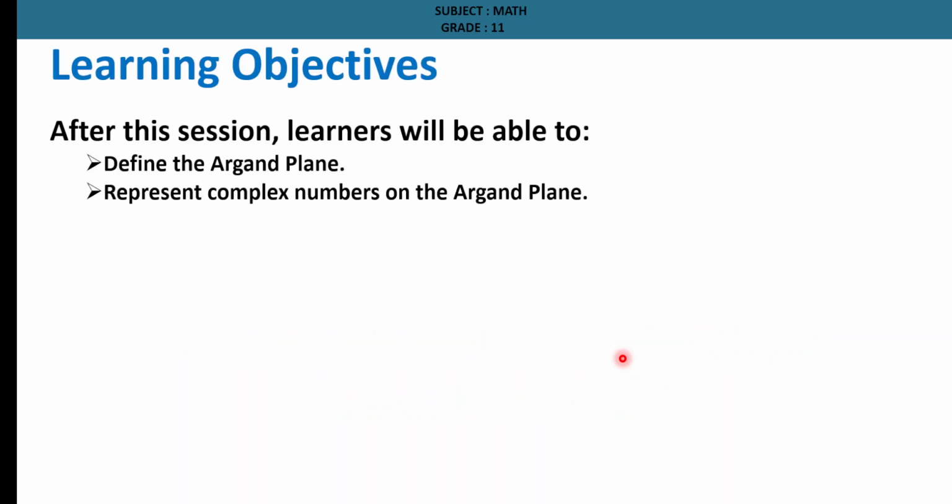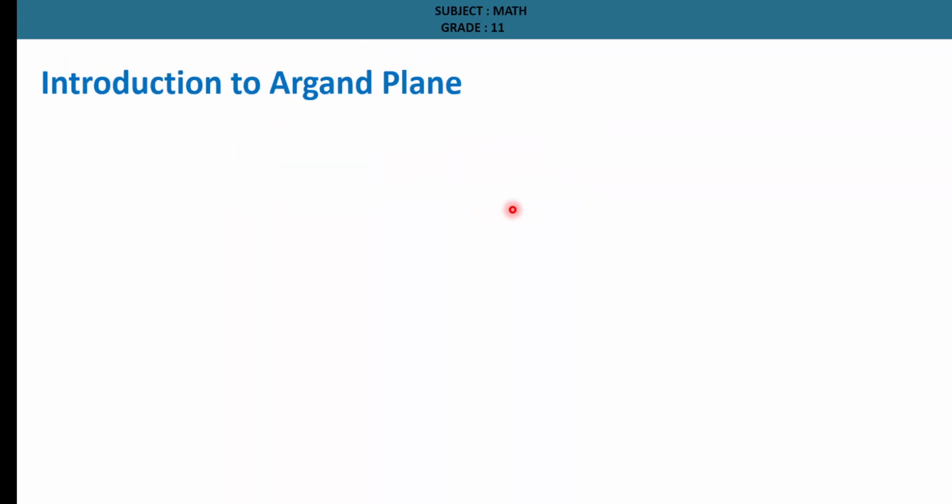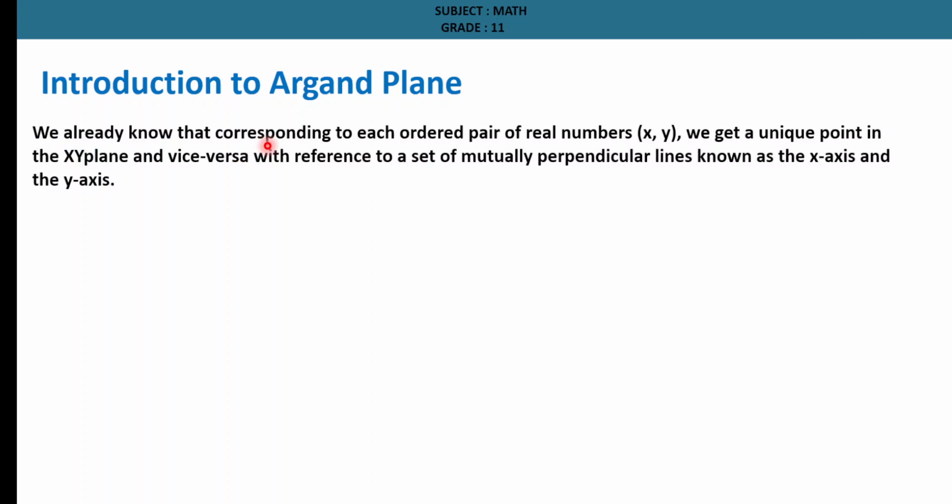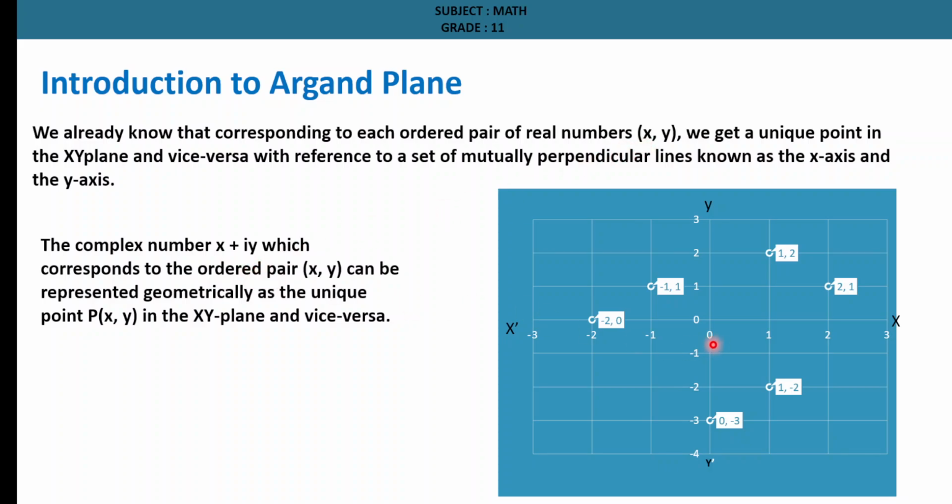Learning objectives. After this session, learners will be able to define the Argand plane and represent complex numbers on the Argand plane. Introduction to the Argand plane. We already know that corresponding to each ordered pair of real numbers x, y, we get a unique point in the xy plane and vice versa, with reference to a set of mutually perpendicular lines known as the x-axis and y-axis. See here, for example, this is an Argand plane: x, x dash, y, y dash.